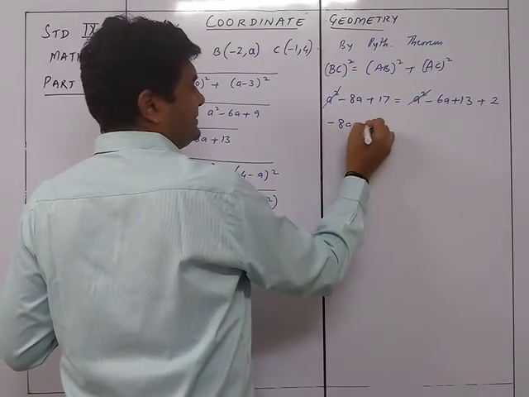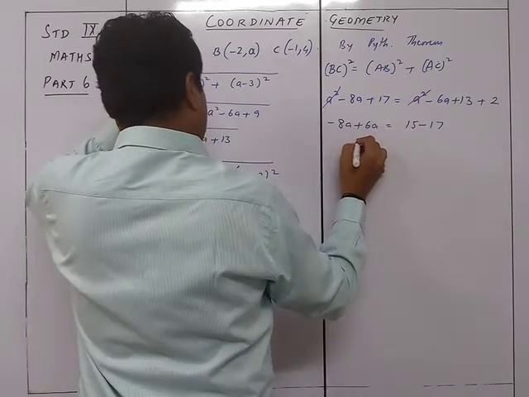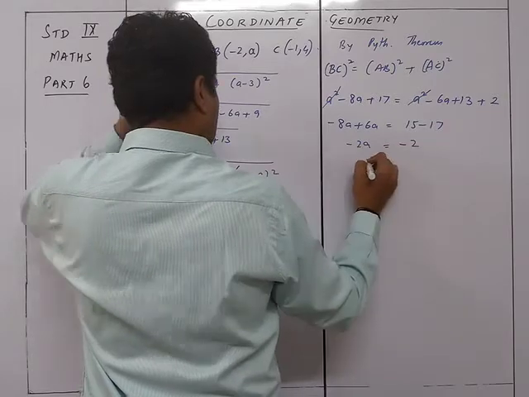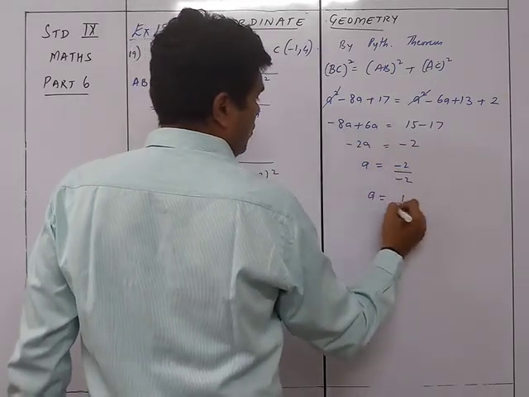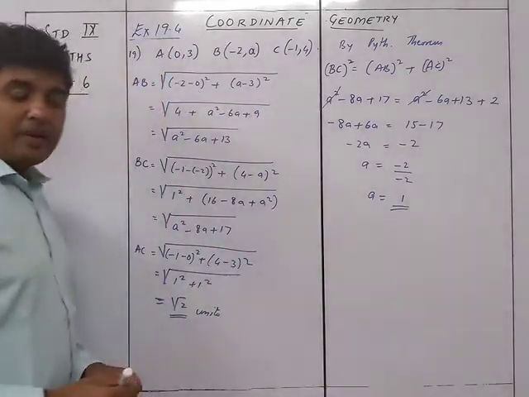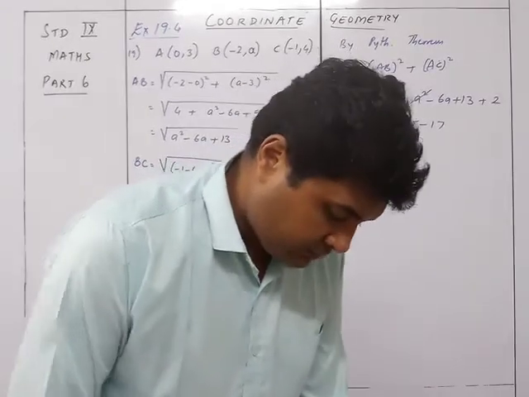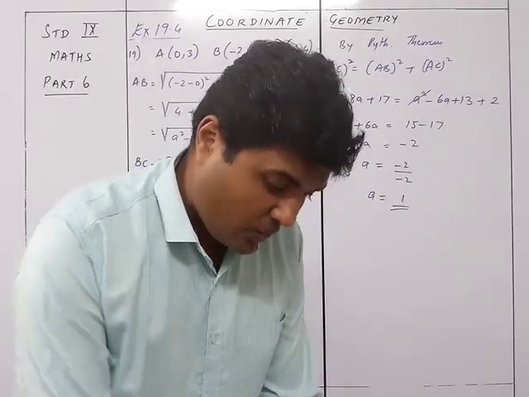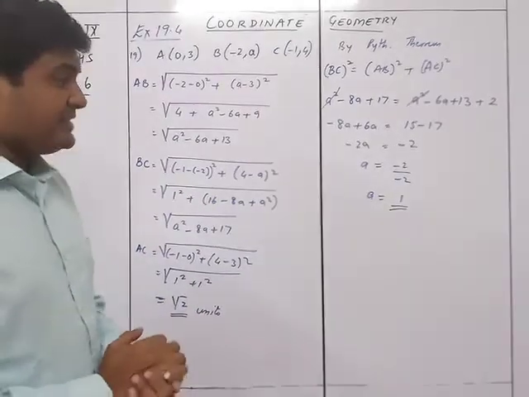Minus 8A plus 6A is equal to 15 minus 17. So minus 2A is equal to minus 2. So A is equal to minus 2 upon minus 2. So A is equal to 1. So that's the answer for sum number 19, that A is equal to 1. So that's sum number 19, A is equal to 1. So you can see, easy sums.